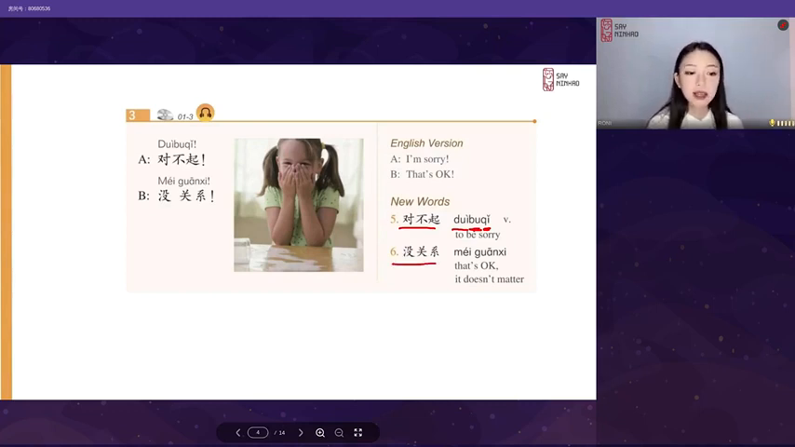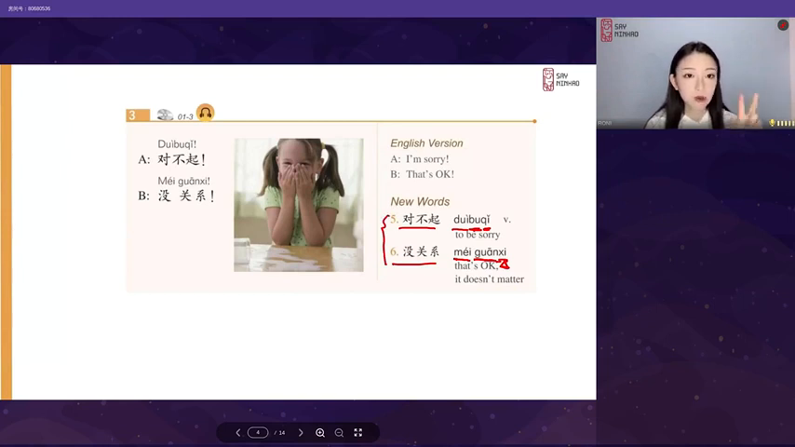Next one is 没关系. Separate them into three. The first one is 没: initial m, final ei, second tone, so méi. Next one, guān: the initial is g, the final is uan, and the tone is the first tone. The last one is xi, and it is a neutral tone again because there is no tone mark. Put them together: 没关系. Try to read after me, please. 没关系. Okay, these are the new words.